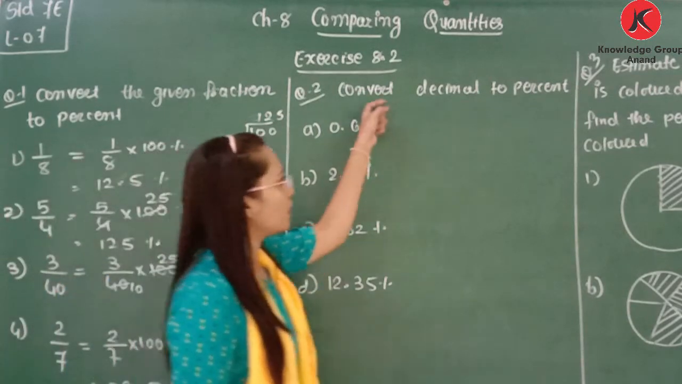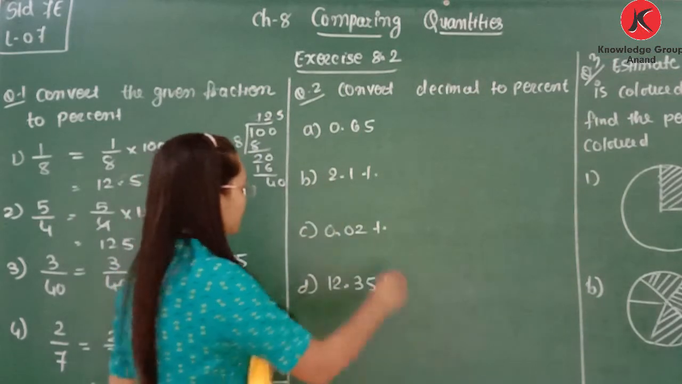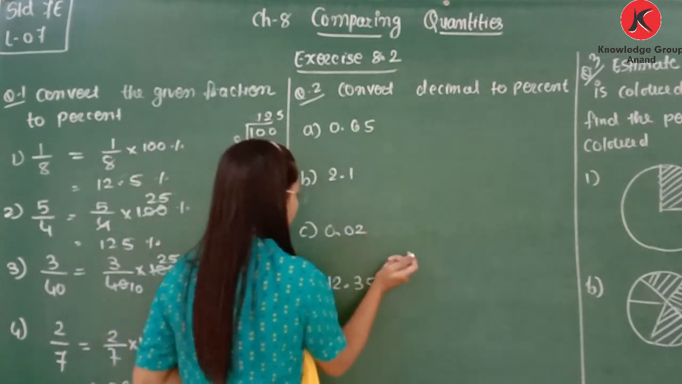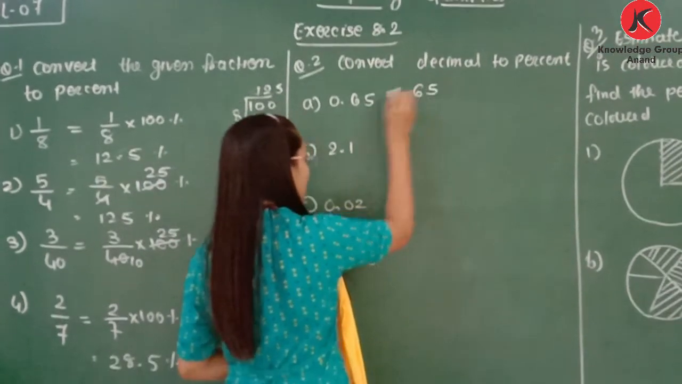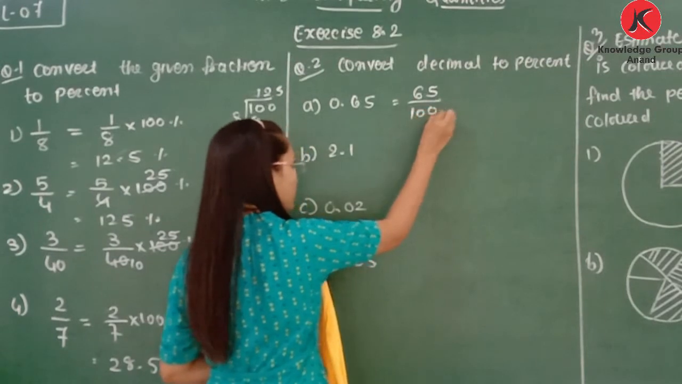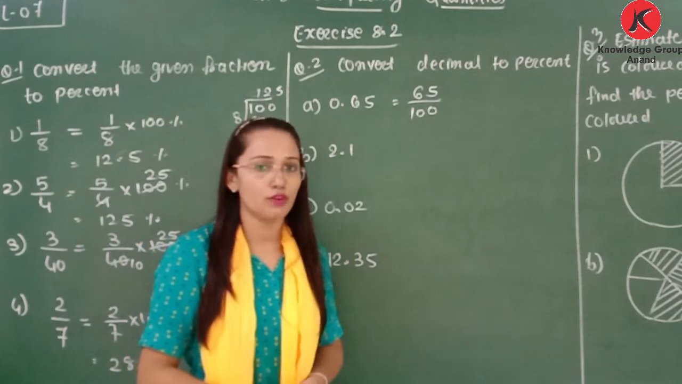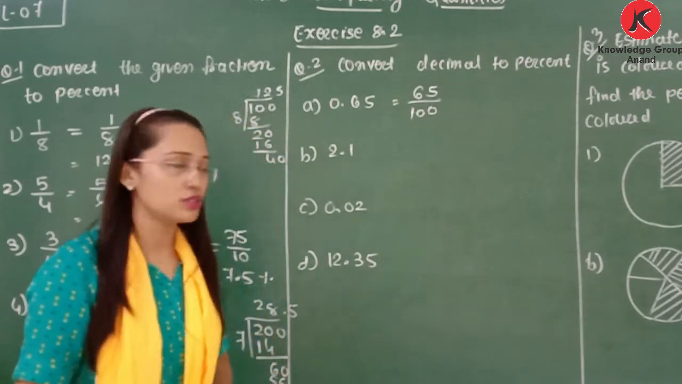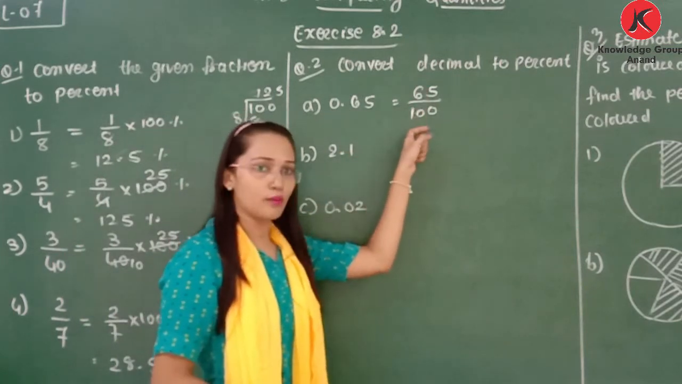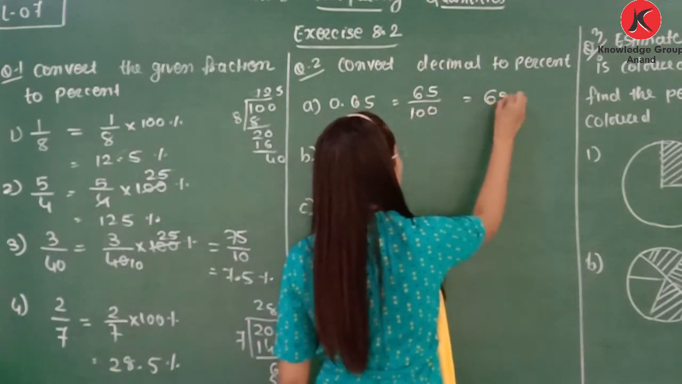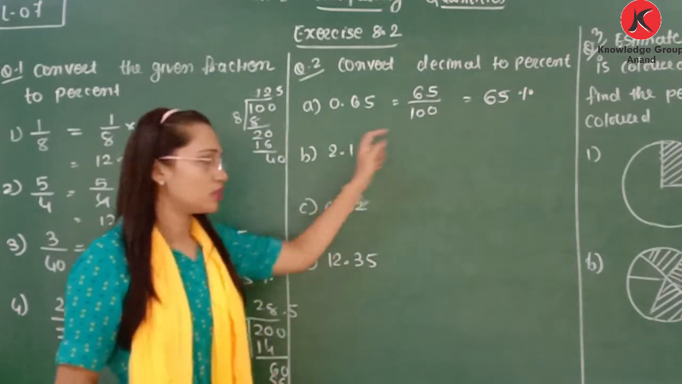Now next, convert decimal to percentage. Here decimal is given and you need to write the percentage. So 0.65 as a fraction, we can write it as 65 divided by 100. I already told you that whenever decimal is given, first convert decimal to fraction and then fraction to percentage. So 0.65 can be written as 65 by 100. Now it represents 65 percent because denominator is already 100.